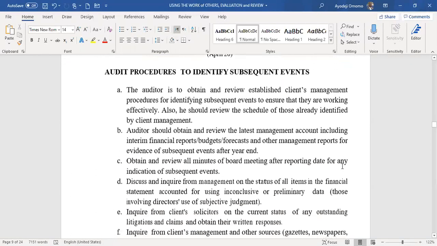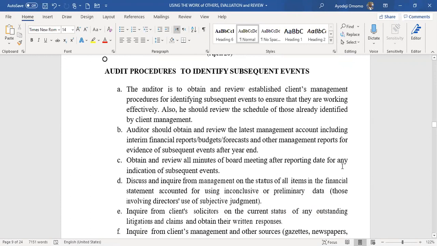So what are the audit procedures to identify subsequent events? One, the auditor should obtain the established client's management procedure for identifying subsequent events. He should ask them, what are your procedures for identifying subsequent events? So that you know whether these procedures are working effectively or not. Because it's not his responsibility to identify. Actually, those preparing the financial statement are responsible for identifying these subsequent events.